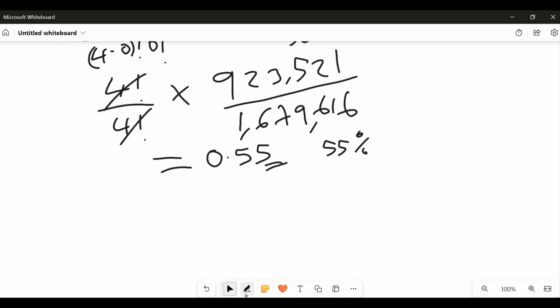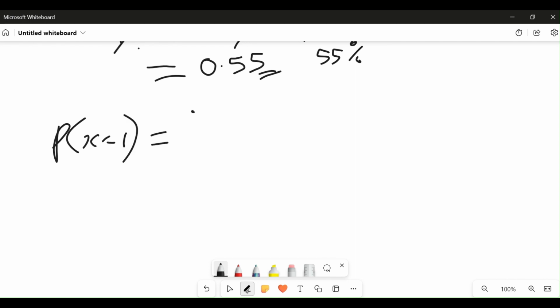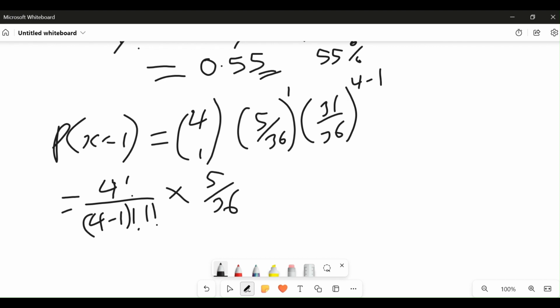Now what about the probability when x equals 1? So p of x equals 1 will be 4 combination 1, the probability of success 5 over 36 raised to power 1, and the probability of failure 31 over 36 raised to power 4 minus 1. What is 4 combination 1? That is 4 factorial all over 4 minus 1 factorial times 1 factorial. This is times 5 over 36 times 31 raised to power 3, because 4 minus 1 is 3. That 31 raised to power 3 equals 29,791.